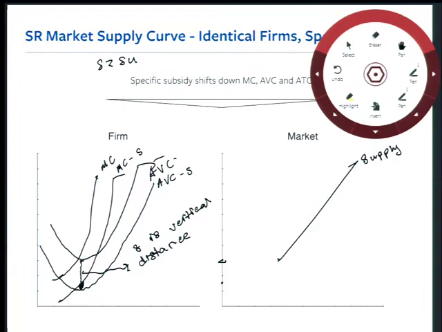So what's the subsidy going to do? What is tau, or sorry, what is S? S is this value right here. So we're just shifting supply down by S. So here, not too bad. This is supply post-subsidy.